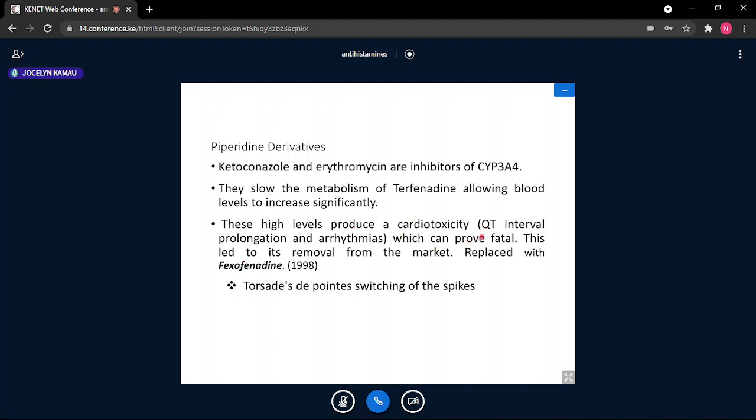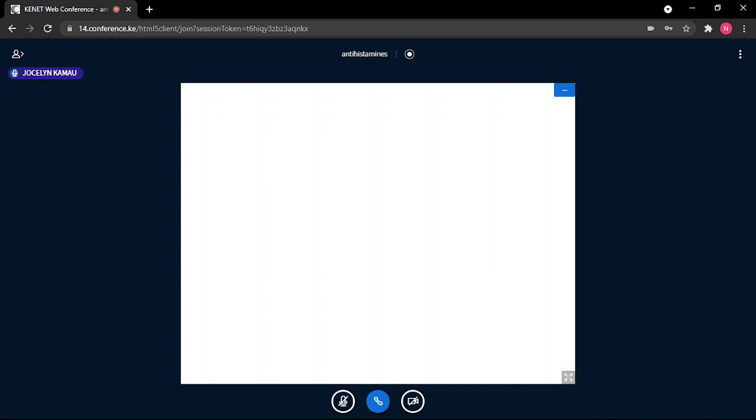That condition where the QT interval is prolonged with arrhythmias is what we are calling Torsades de Pointes, which is a switching of the spikes. You know there is a normal ECG, the electrocardiogram. It should show the normal spikes. But when you give these drugs together, there will be a switching of the spikes, or a prolongation of the QT, and arrhythmias, and that is the Torsades de Pointes result, which can actually result in death.